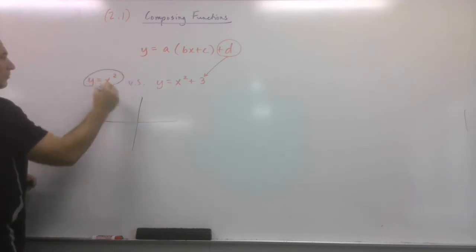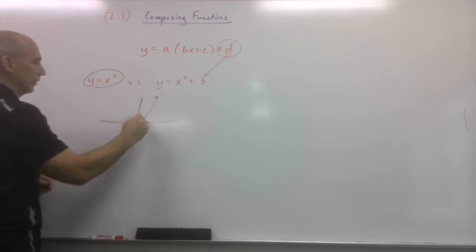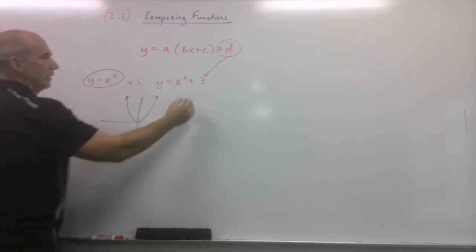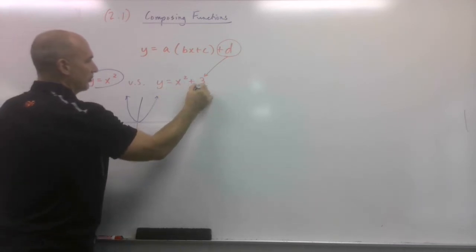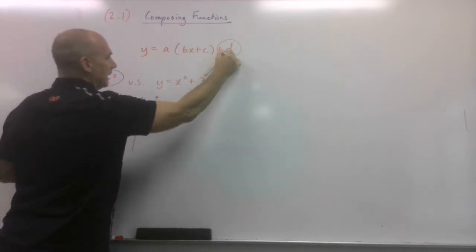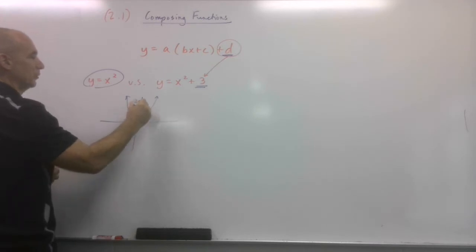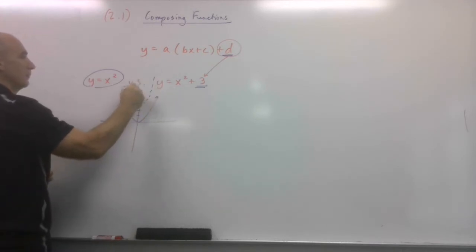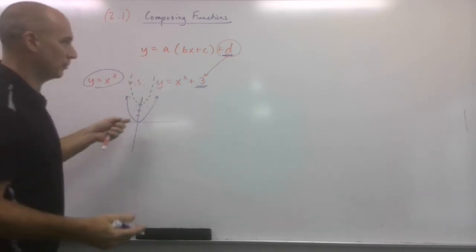So y equals x squared. The parent function looks like this. y equals x squared plus 3. See, that's the D. That's going to bump it up 3 units. So I'm going to make that one dotted. All right, so you should be comfortable with that.